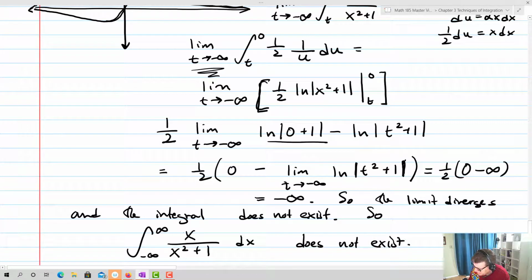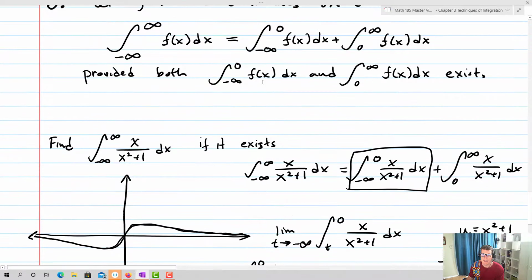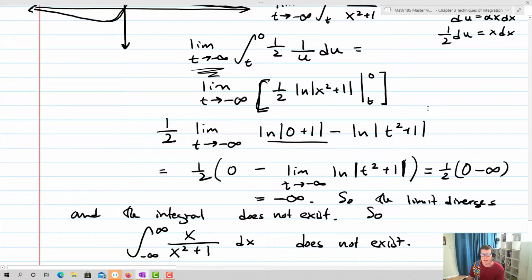Let me restate that just so that it's clear. What happened here is that we had half of our integral, the half that goes from negative infinity to 0, ended up being divergent. And since it was divergent, what we ended up getting was that the entirety of our integral is divergent, so it does not exist. All right, you have to have both sides exist.